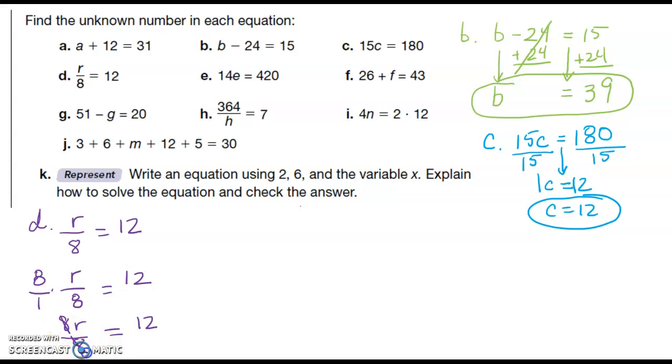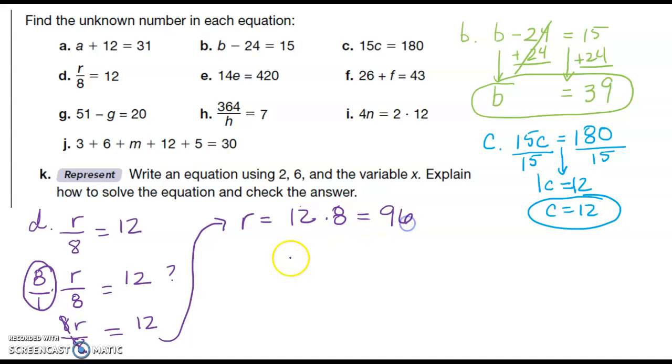So these are going to cancel. Let me come up here. I'm running out of room. And I get r equals, but I haven't multiplied here. I multiplied by 8, but I didn't do it over here. So I've got to multiply 12 by 8. And I get 96. So r is equal to 96. That's kind of a tough one. The division problems, I think, are kind of tough. All right, let's do E.